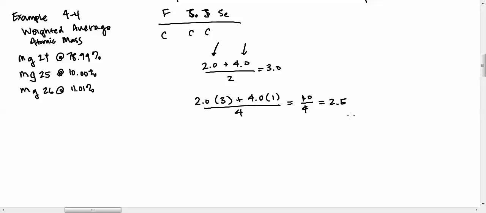So I guess another way to play with this mathematically is to say, well, this divide by 4, I'm dividing both. So what I'm going to do is make this a 2.0 times 3 divided by 4.